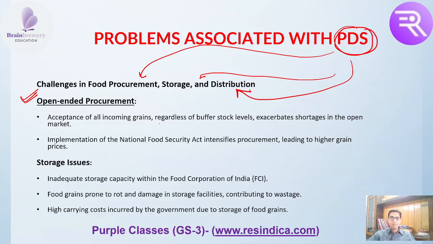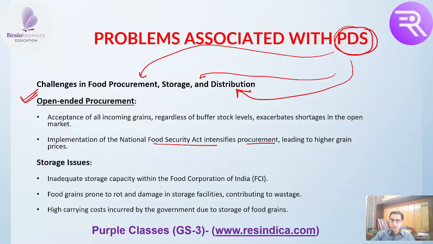Implementation of the National Food Security Act intensified procurement, leading to higher grain prices. Once that act came into being, there was increased procurement by the FCI, leading to higher grain prices because there is a shortage in the market. When there is a shortage in the market, automatically the prices go very high.